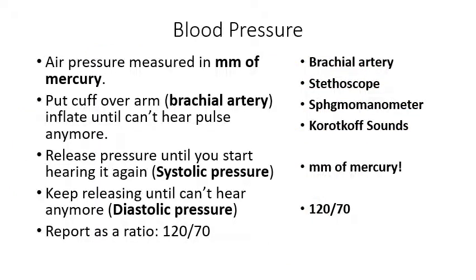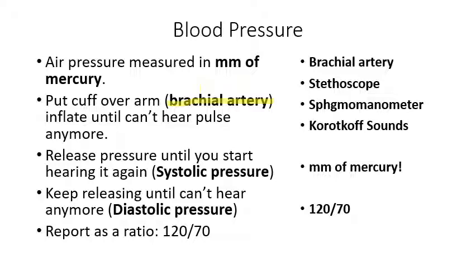Okay, so one more time, how do we measure blood pressure? Air pressure is measured in millimeters of mercury. It's actually a barometer, but it's attached to a device called a sphygmomanometer. So you put the sphygmomanometer, a rubber inflatable cuff, over the brachial artery just above the elbow. And then you put the stethoscope just below the cuff so that you can hear the thumping of the blood against the walls of the brachial artery.